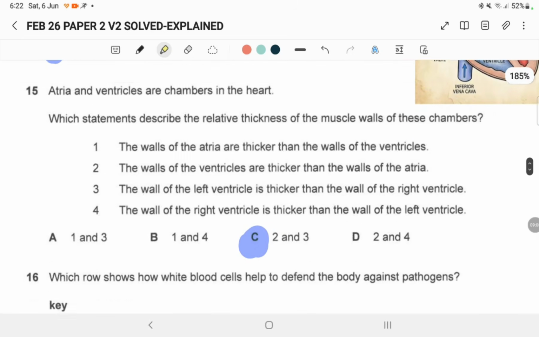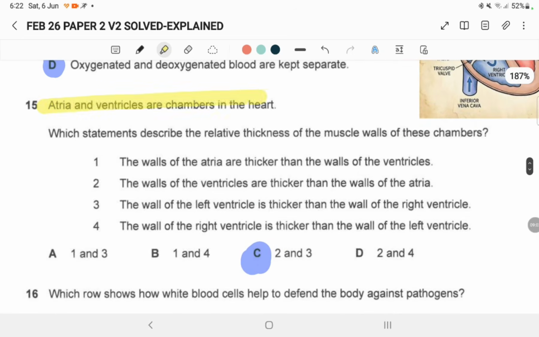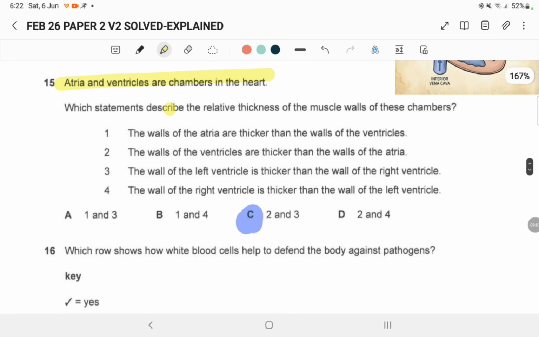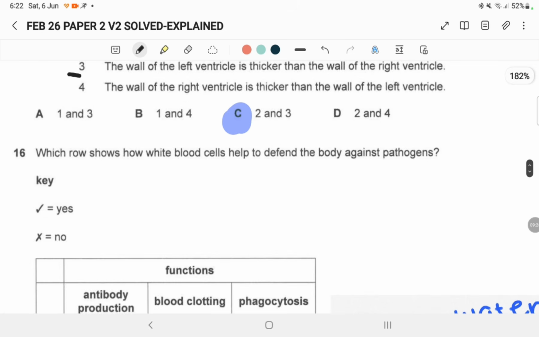Question 15. Atria and ventricles are chambers in the heart. He's telling you which statement describes the relative thickness of the muscle walls of these chambers. Basically, the answer will be 2 and 3. Why not 1? Because he's telling you the wall of atria is thicker, and this is wrong information. The wall of atria is thinner, and the wall of ventricles is thicker. So the answer will be here letter C, 2 and 3.